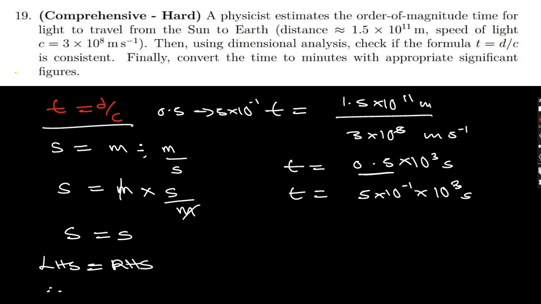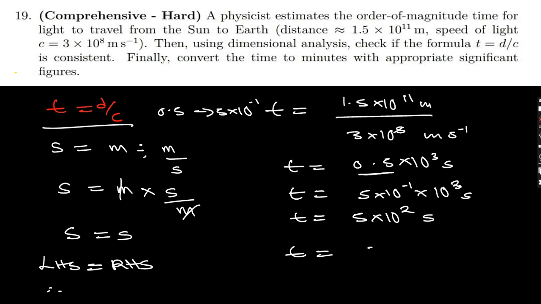Okay, so now what are we going to do next? We are going to say our time now is going to be 5 times 10 to the power 2 seconds here. So now we want to convert this into minutes. Converting this into minutes, guys, here I give you the work. Go ahead and convert into minutes.